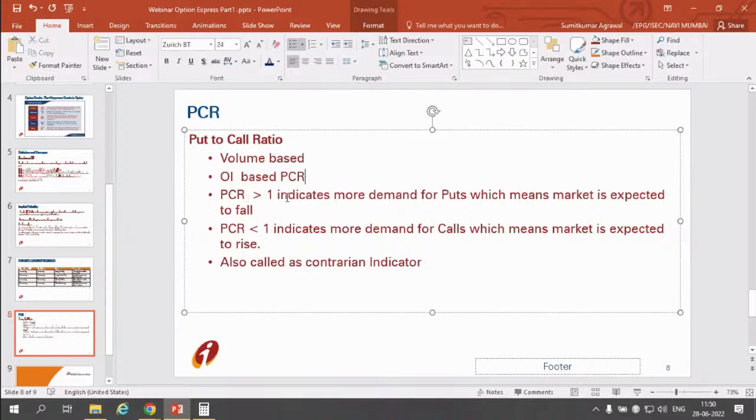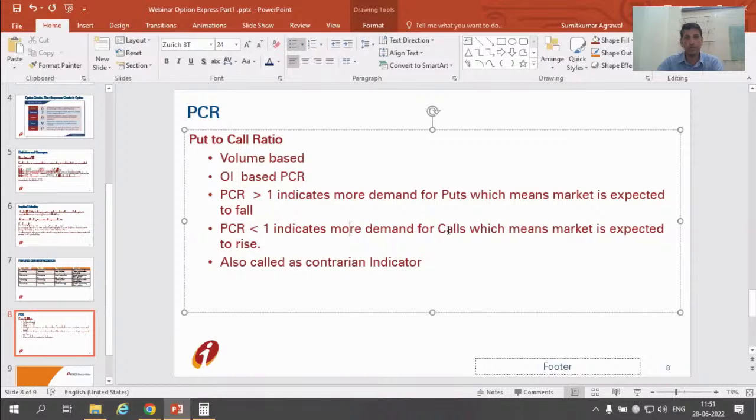So if PCR is greater than 1, there is more demand for the put side, which means lots of people want to trade in puts, and ideally lots of people try to buy puts, which means the market is going to fall. So that's how people understand using PCR. Similarly, if the PCR comes out to less than 1, there is more demand for the call, which means people are expecting the market to increase basically.